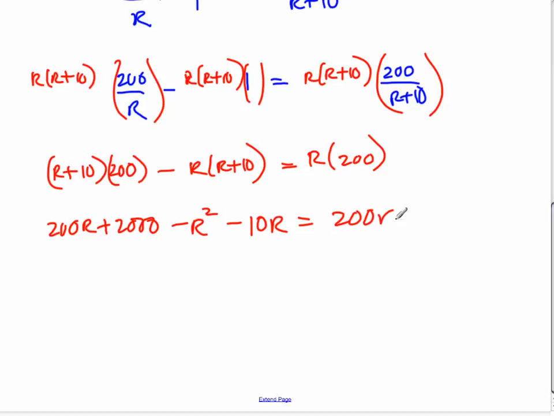Okay, so now I need to collect like terms and move stuff around. Since my r squared's negative, I'm going to move everything over to the right-hand side. So the r squared would be positive over on the right side. This 200r, when I move it over, it would subtract, it would cancel that one. That's interesting. If I move this one over, it would be a plus 10r. And then I'd move the 2000 over, that would be minus 2000.